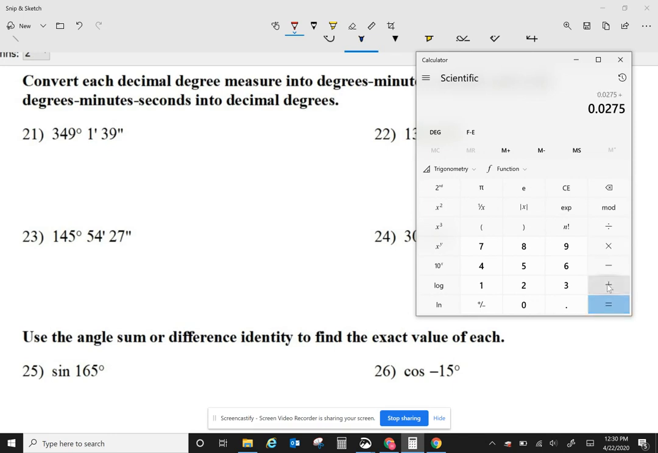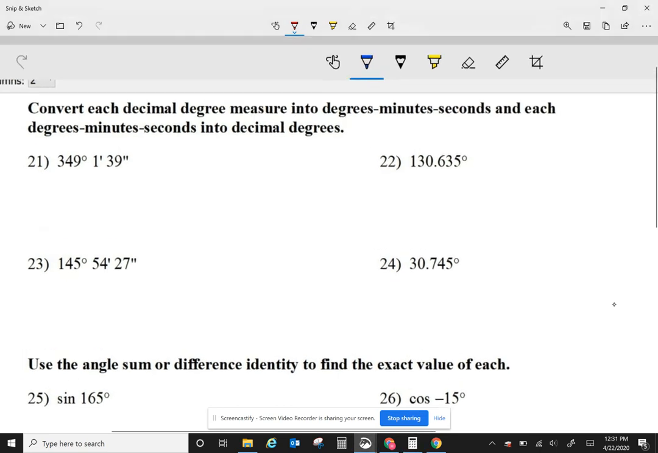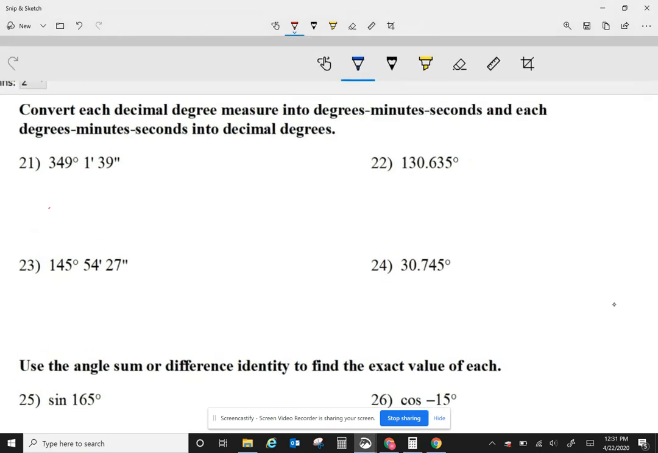Now here, let me add 349. And the 349, because that's the degrees, 349, equals. My answer is 349.0275. So 349.0275. That's it.